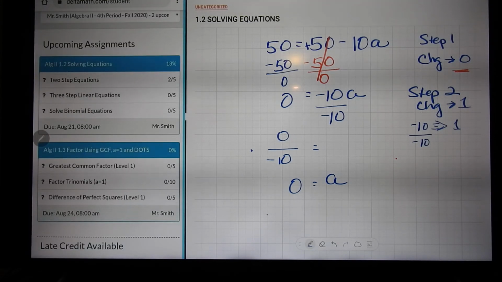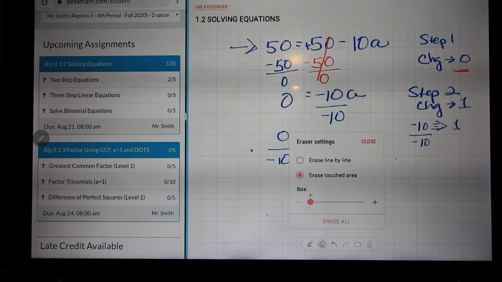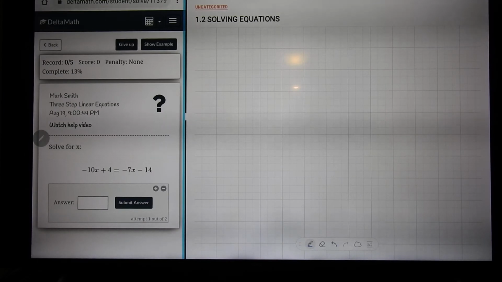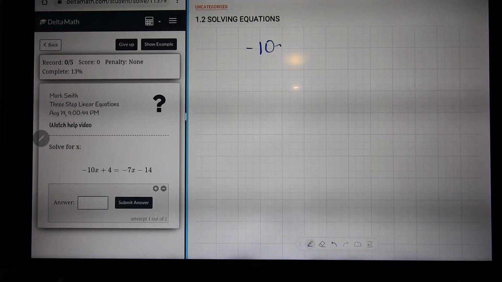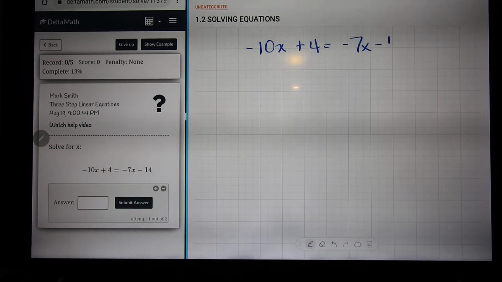We're going to see in a 3-step solution, the first thing we do is change our problem so it looks like a 2-step solution. So the first step in a 3-step solution is make it look like a 2-step solution. All right, so negative 10x plus 4 equals negative 7x minus 14.